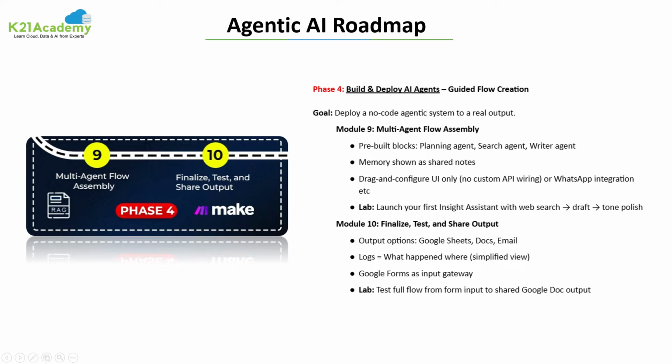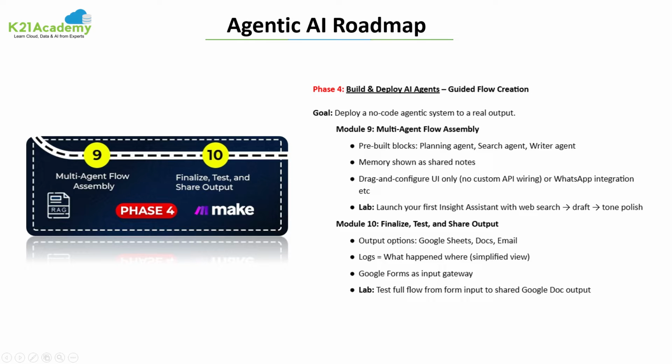So basically you can start by building a multi-agent flow. So what does that mean? Well, you'll be working with pre-built blocks. Each agent serves a specific purpose. So you can have a planning agent that makes decisions, a search agent that fetches data, and a writer agent that drafts responses. So all these agents will work together to create a seamless workflow. And here's the best part, no coding is required. You'll use a drag and configure UI to connect these agents and set them up.